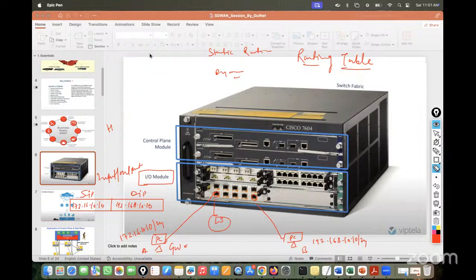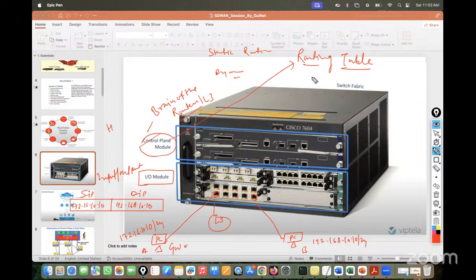That is a totally different unit. This is not the IO module, it is a control plane unit. This is the actual brain of the router, or might be the L3 switch. So it is going to consult my brain: Hey brain, can you tell me how can I reach a particular destination? Then the brain is going to consult its routing table.